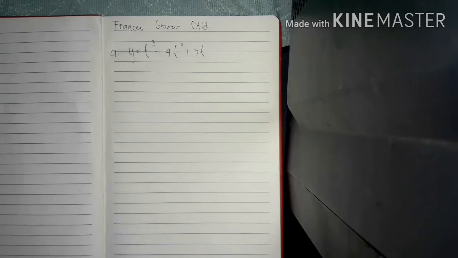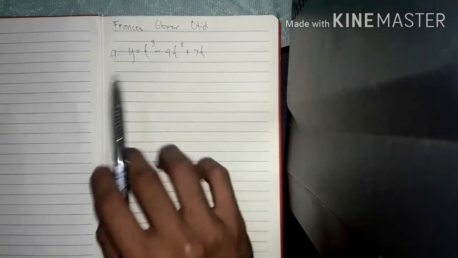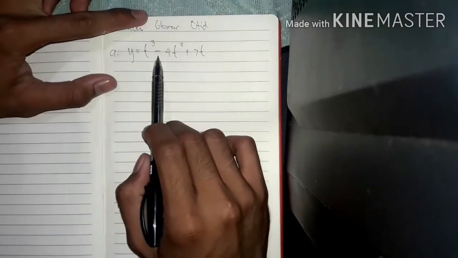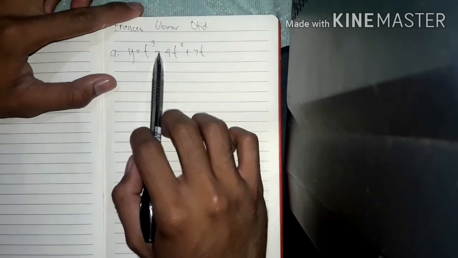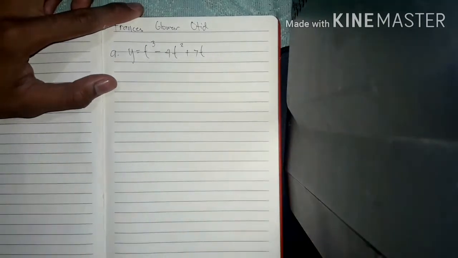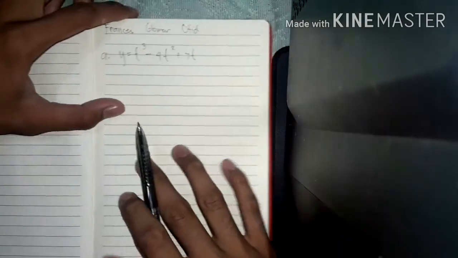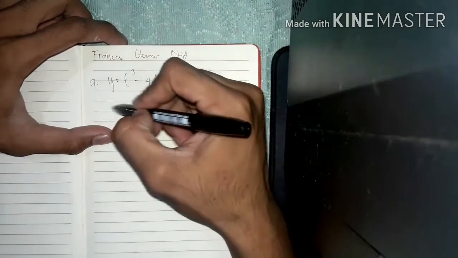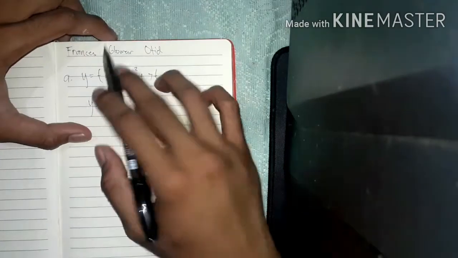So in this problem, letter A, y is equal to t cubed minus 4t squared plus 7t. Since it is an algebraic expression, we will differentiate it. As you see, there is only plus and minus, so the rule we use is the power rule. So let this be y prime is equal to t cubed.